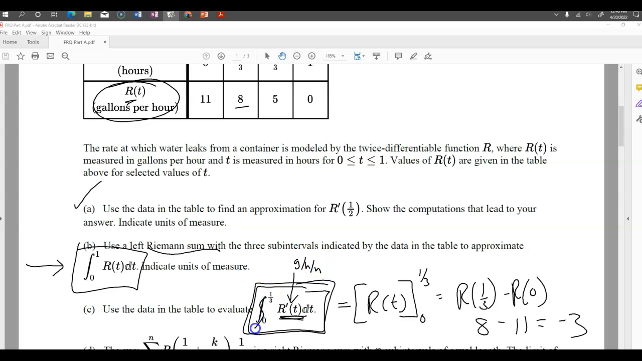Well, since we're integrating, we lose one of those. And so this is gallons per hour. And so basically what this tells you is how fast the water was leaking out of the bucket at t equals 1/3. This is telling you how fast water is leaking out of the bucket at t equals 0. So this tells us that over the time interval from 0 to 1/3, the average rate of change, if you want to say that, is -3 gallons per hour.